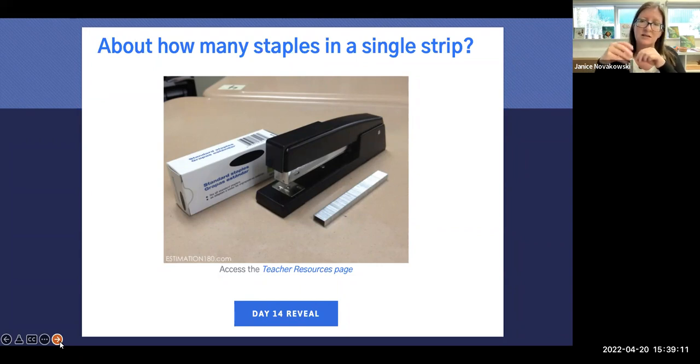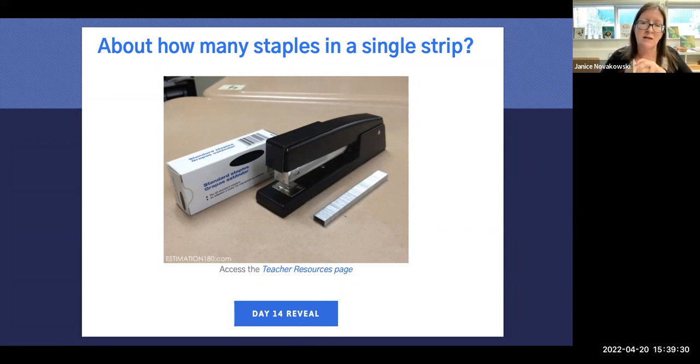And again, students can then use a reference. Well, I can count maybe 5. So how many of those 5 staples make up that strip? And then you see on the bottom, there's a reveal tab. With your students, you can click on that reveal. Sometimes there's a little video with counting out the materials, or other times it just tells you the number.